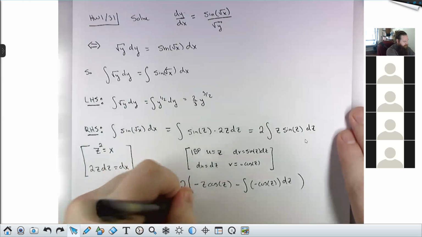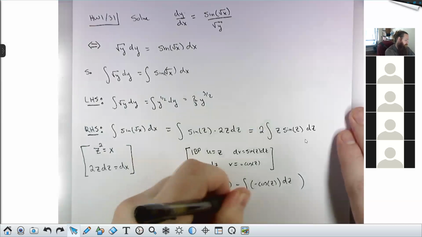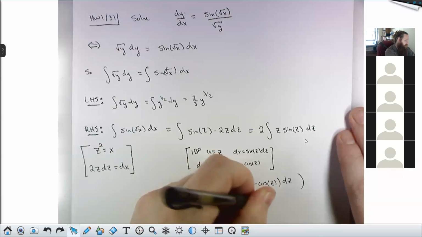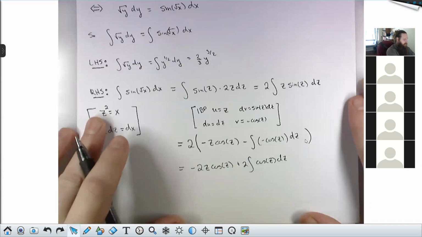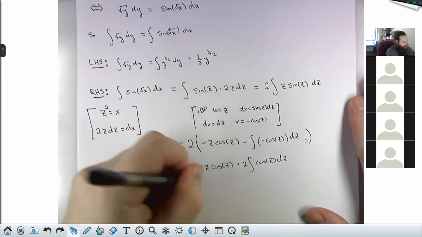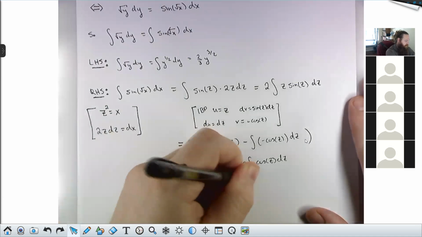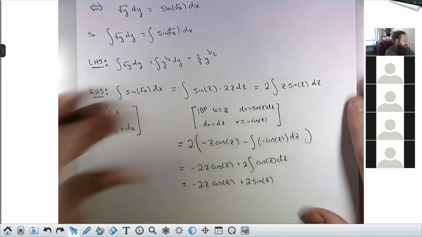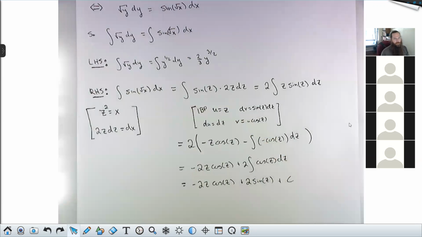I'll distribute the 2s. So this is negative 2z cos z plus 2 integral cos z dz. And then the integral of cos z is sine z. This is negative 2z cos z plus 2 sine z. And I will go ahead and write a plus c here. Didn't write one for the left, so I'll write the one for the right, with the understanding that we're combining the 2 constants.